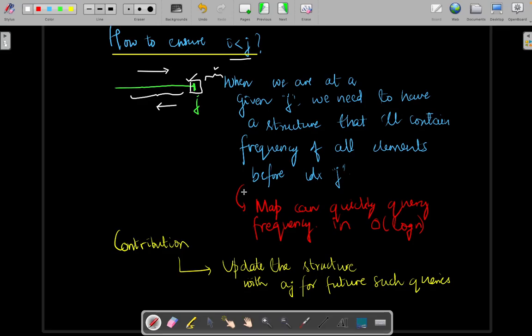And after finding out the value for this j, we need to update the map for future j's. For future j's, this given j might be of importance. So we will update the structure, update the map, and then move on to the next j.